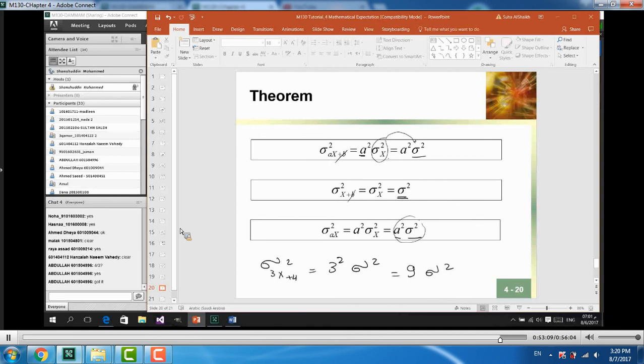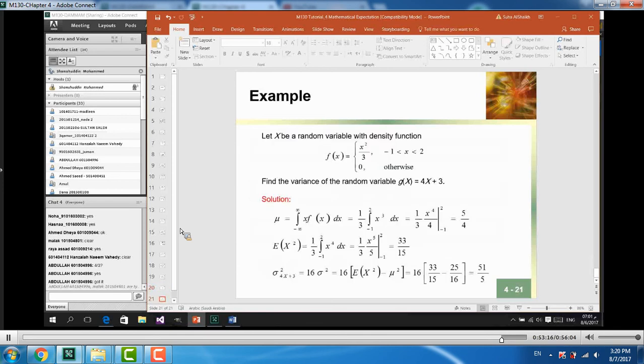As an application of that one, we have the following example. X is a continuous random variable with the density function, the same one that we used, and g(x) is 4x plus 3. They want me to find the variance of this random variable. The variance of 4x plus 3 is the same as 4 squared sigma squared, right? The 3 will be cancelled. So this is 16 sigma squared.